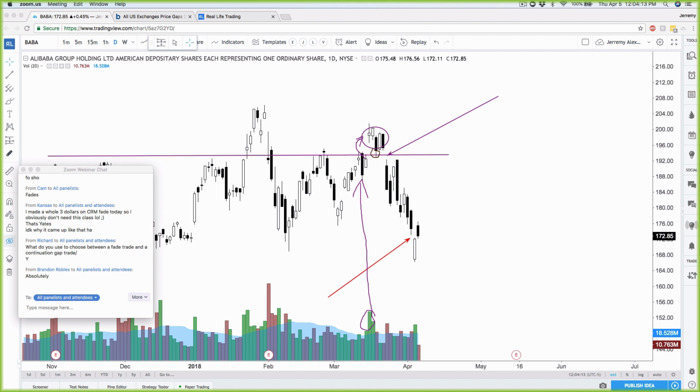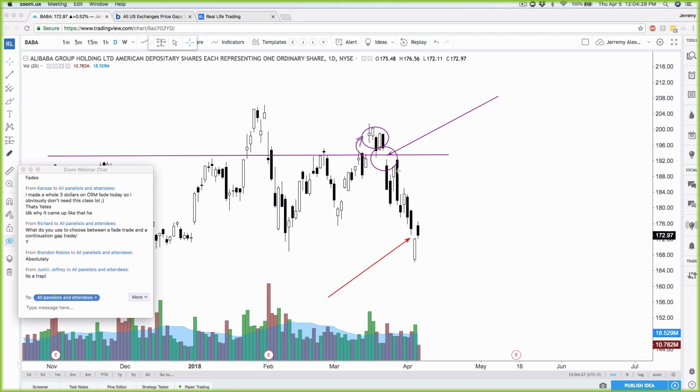Which means when the gap happened in the purple arrow, the one I'll circle again right here. So when this gap happened, were people trapped, yes or no? More specifically, were there bullish traders trapped on this trade, yes or no?